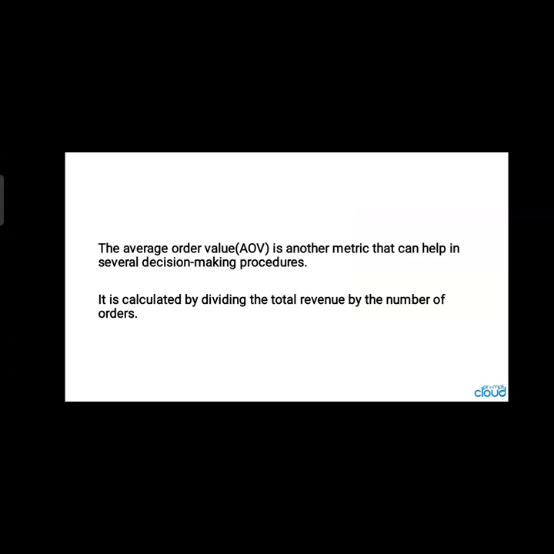If the number of orders is 75 and total revenue is 1 lakh rupees, what makes it around 1 lakh divided by 75? How much does it come to? So this is average order value per day, per week, per month, and it is calculated for the entire year also.